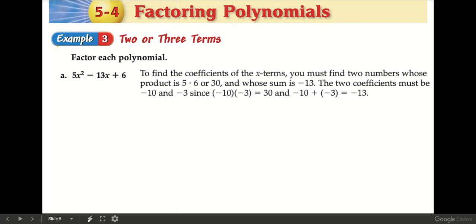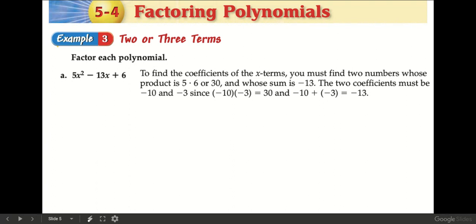So what we're going to do is find the coefficients of the x terms, and we're going to split this up into 2 terms, okay? And the way that we know how to split this up is these 2 terms have to add up to negative 13, but have to multiply to the same thing as the outside numbers. So if you notice the outside numbers, 5 and 6, well, 5 times 6 is 30. So I have to pick 2 numbers that multiply to 30, but add up to negative 13. And those 2 numbers would be negative 10 and negative 3.